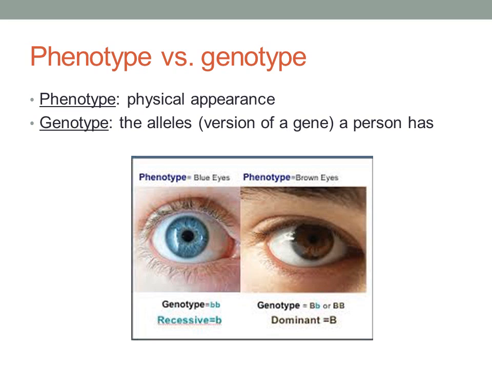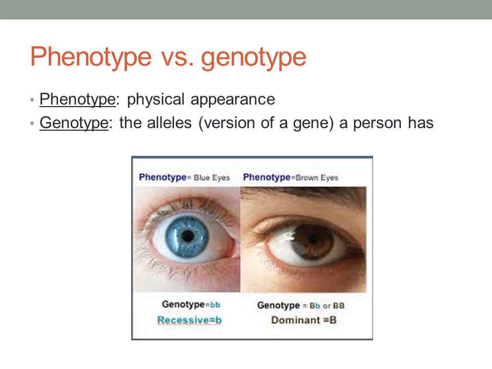Their physical appearance or their phenotype would be that they have blue eyes. Their genotype, or the alleles that that person has, would be two little b's. So that would be two genes for blue eyes. It says below that it's recessive and it's a lowercase b, and that's because it's the weaker version of the eye color gene.